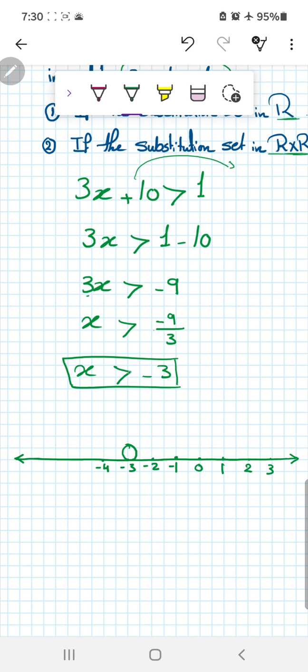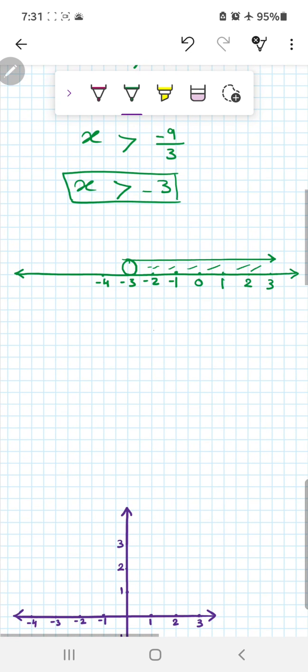Why? Because we don't have equal here. If we have greater than or equal, we shade this circle. So here we have an open circle. Greater than negative 3, as we said, is the right part of the number line, all the numbers here. And as we said, negative 3 is open, which means negative 3 does not belong to the solution set.